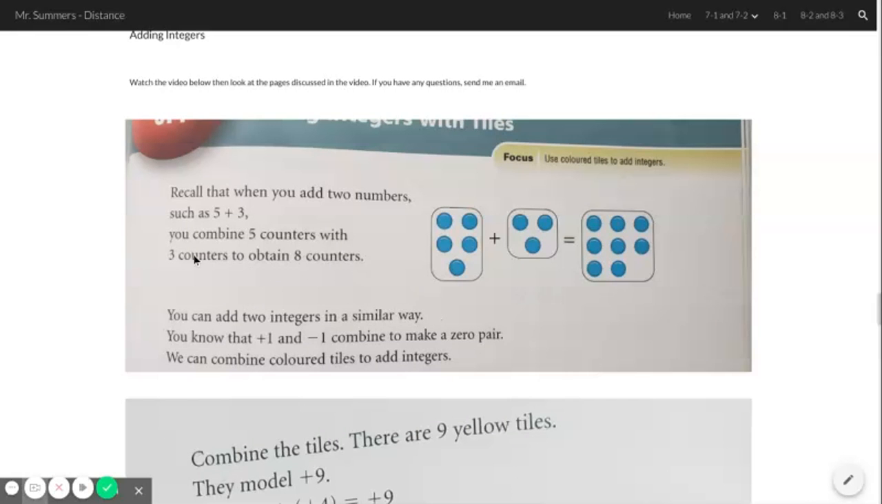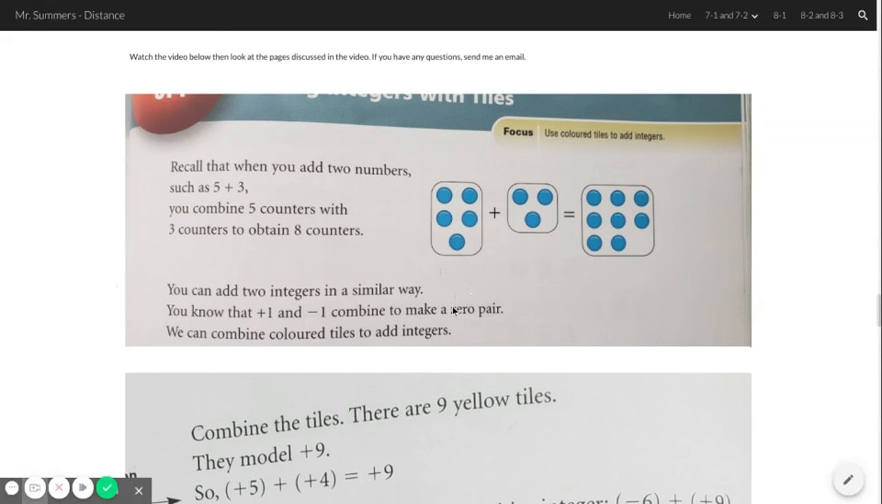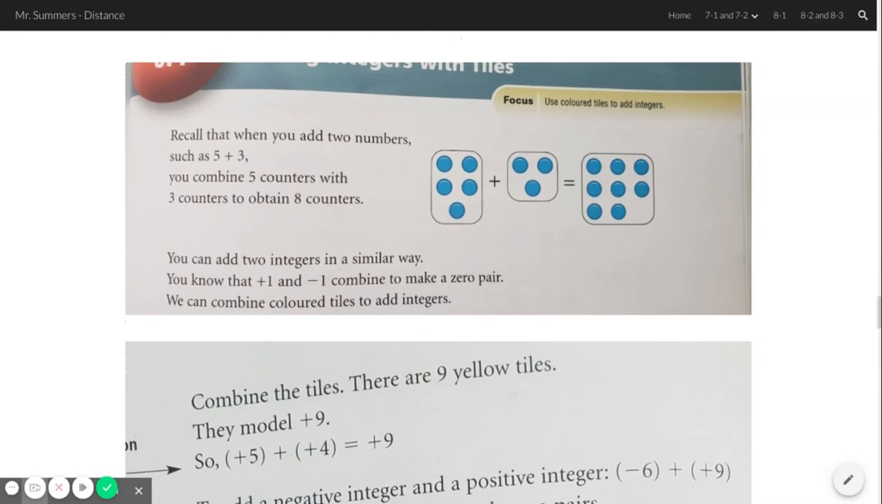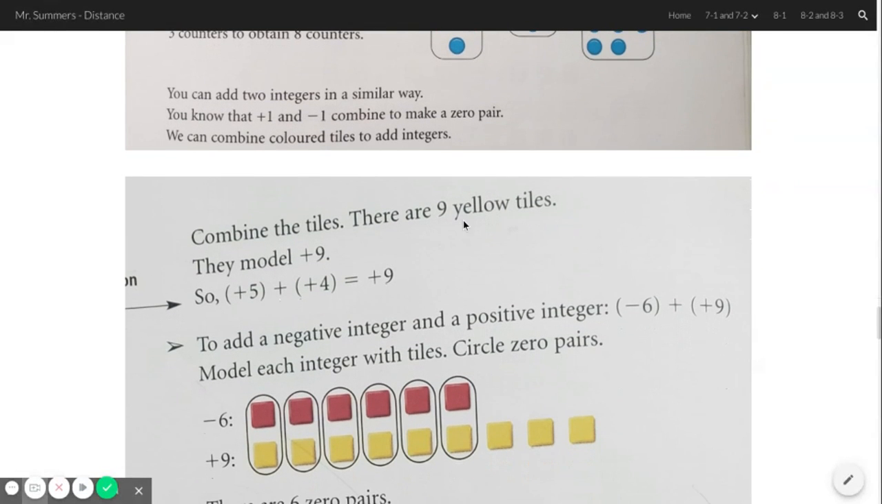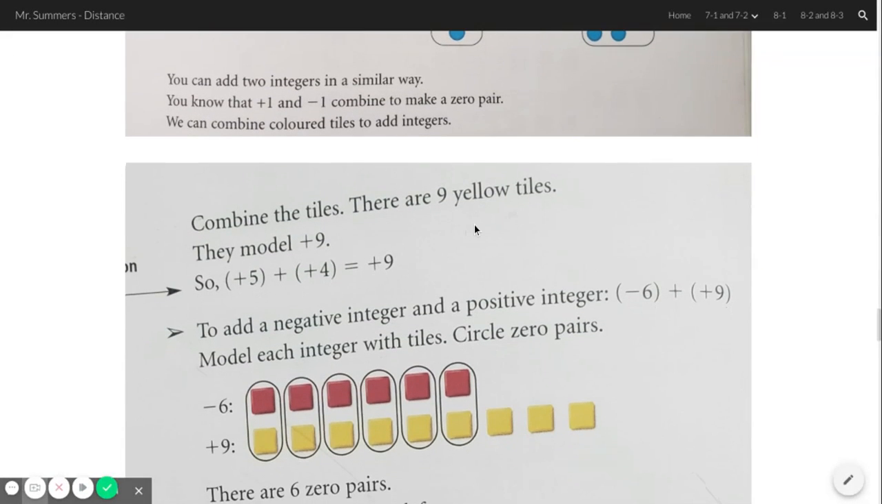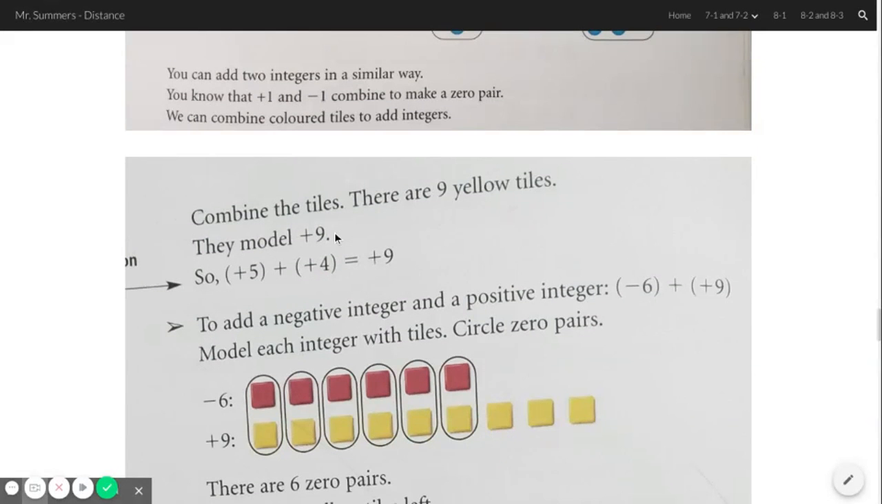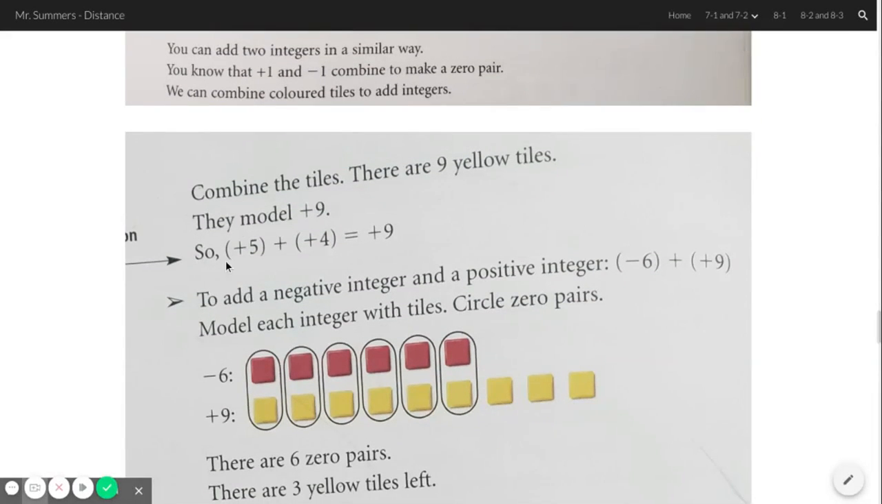No problem. We talked about having zero pairs. So we know that positive 1 and negative 1 combine to make a zero pair. Okay? So now let's go into adding them. So combine the tiles. There are 9 yellow tiles. They model positive 9. So we often will have it look like this, right?